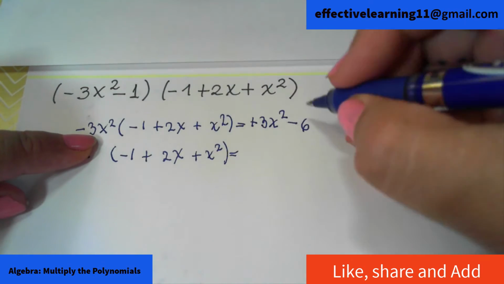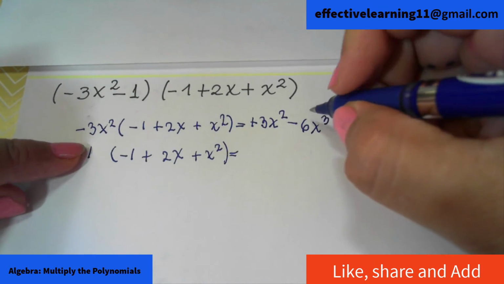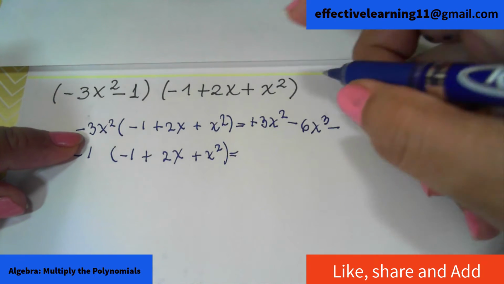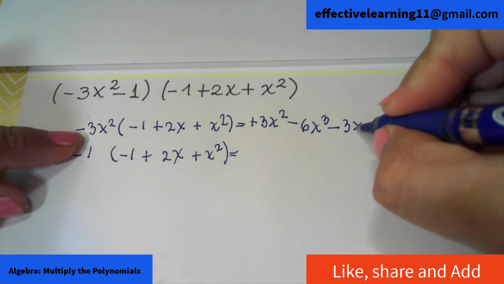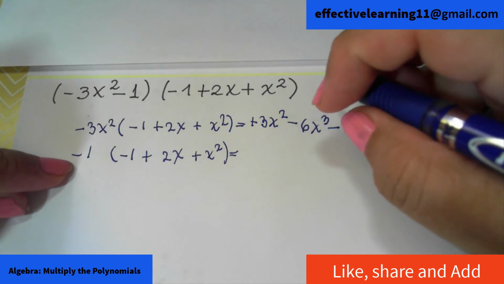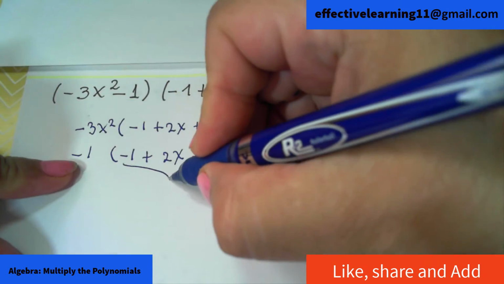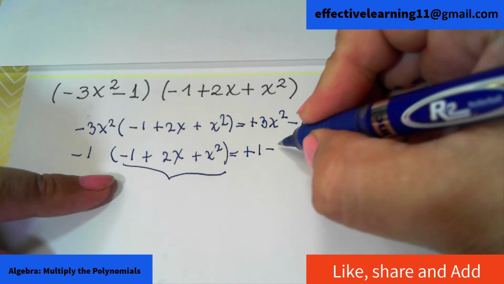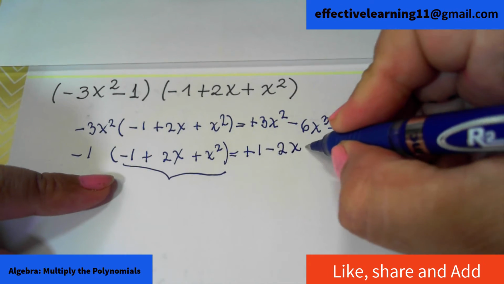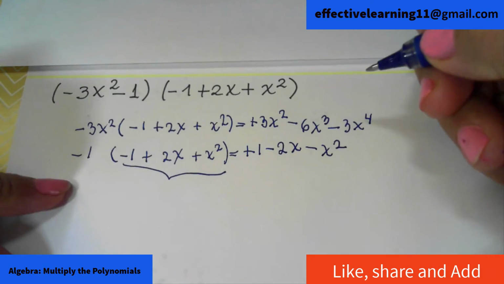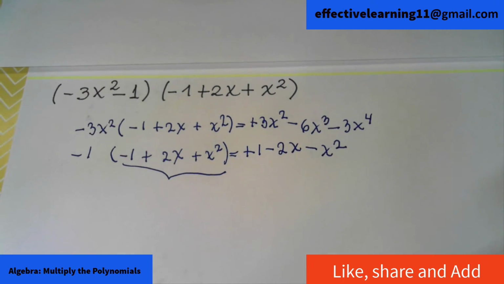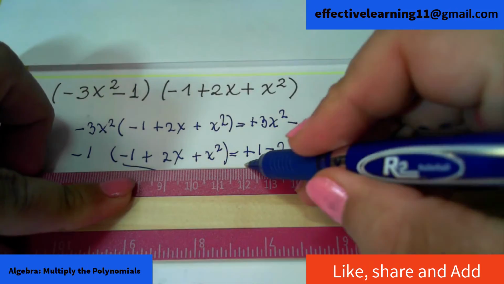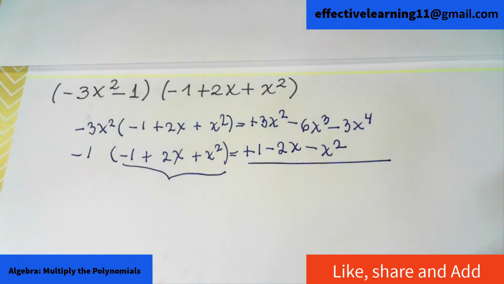x squared times x is x cubed. Now negative and positive is negative, 3 times x squared is 3x fourth. Now any expression with negative 1, when you multiply, you just copy the same with different symbols: plus 1 minus 2x minus x squared. Okay. Now we have to operate both solutions to find the complete and the final answer.